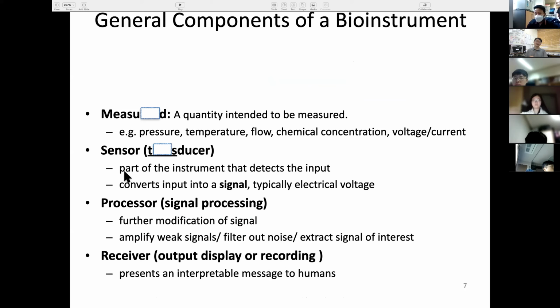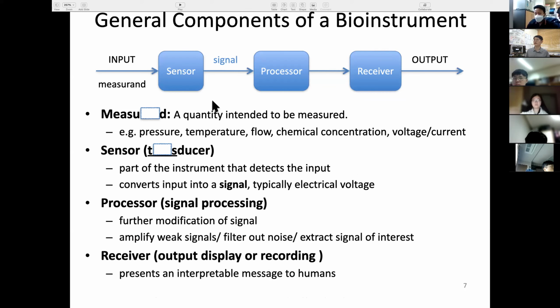Okay, so regarding bioinstruments, let's talk about general components. First, you can consider the components of bioinstrumentation in a simple way. You have a sensor, and the sensor has an input, or measurand, and the sensor will generate a signal, and that signal will have to be processed and given as an output through the receiver as a display or a certain type of signal that can be interpretable.